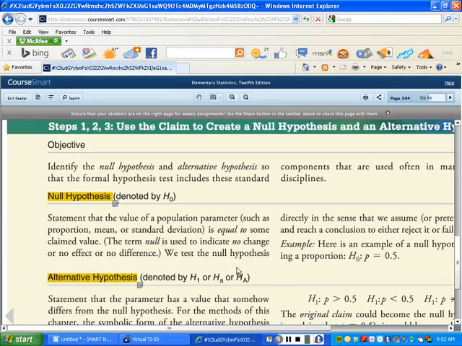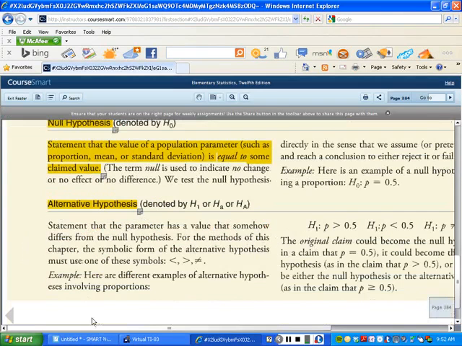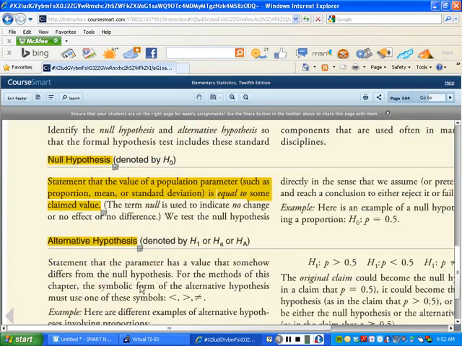Can we use the definition you gave us for null hypothesis? Yeah, statement that the value of a population parameter is equal to some claimed value. That's really the only thing you've got to know. The rest of it is more just explanation.